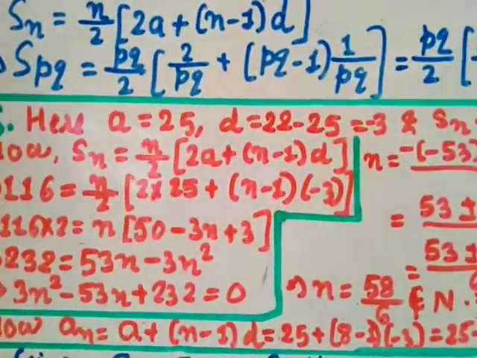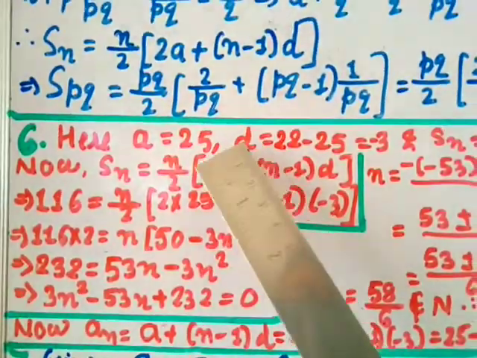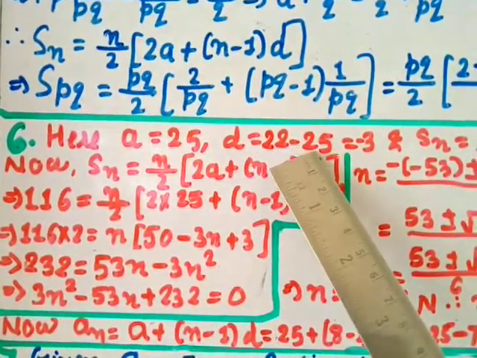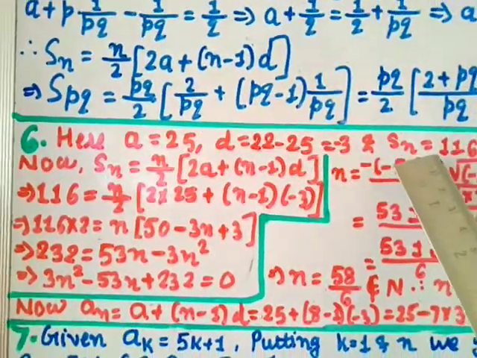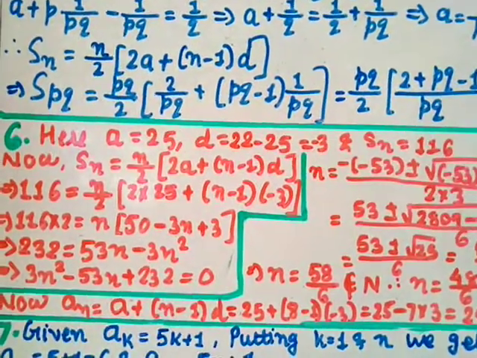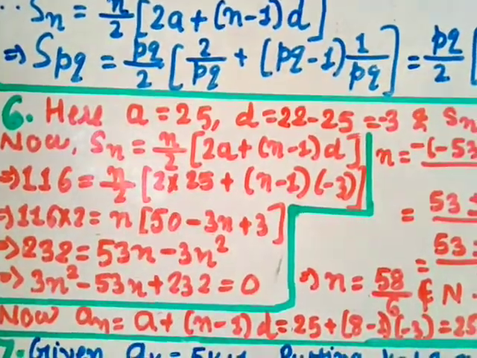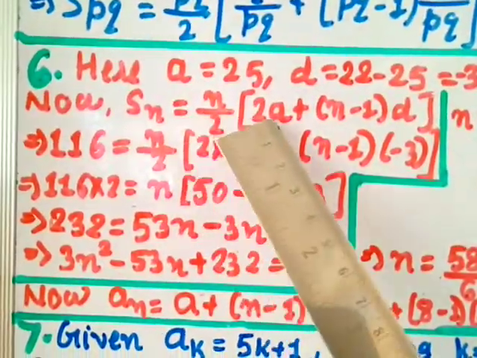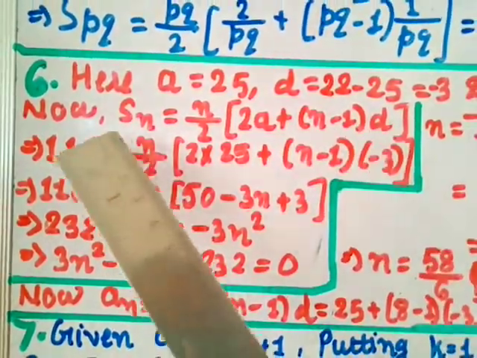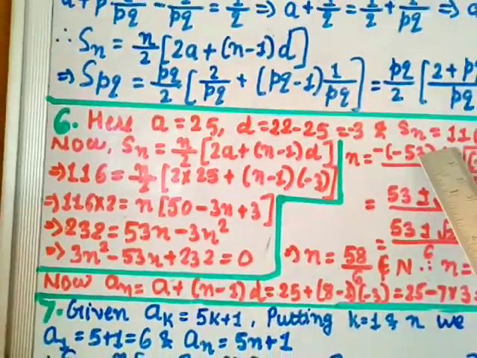Here the a value, the first term, is given to you as 25. d, the common difference, is 22 minus 25, which is minus 3. And Sn, the sum, is 116. Okay. Now use the formula of sum: Sn equal to n by 2 into 2a plus (n minus 1) into d. So the Sn value is given to us, the sum is 116.